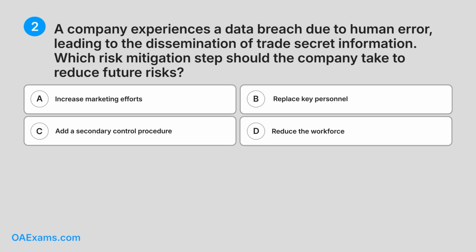2. A company experiences a data breach due to human error, leading to the dissemination of trade secret information. Which risk mitigation step should the company take to reduce future risks? A. Increase marketing efforts. B. Replace key personnel. C. Add a secondary control procedure. D. Reduce the workforce. What do you think is the answer?